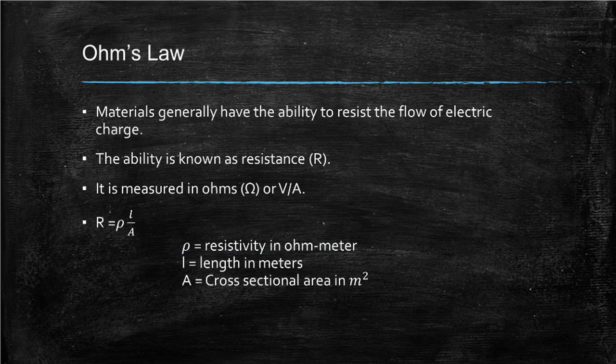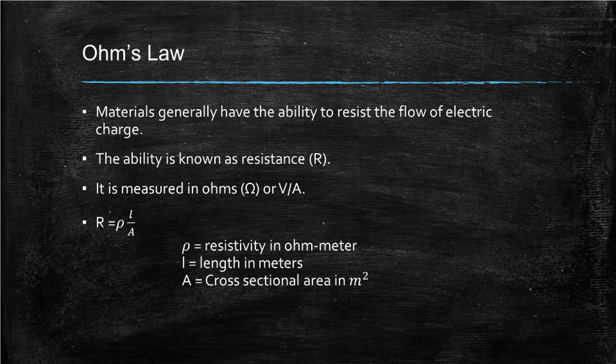Materials generally have the ability to resist the flow of electric charge. To be more specific, they can resist current to a degree. The ability is known as resistance. It is measured in ohms. To find the resistance of these materials, we make use of this formula, where ρ is resistivity measured in ohm meter, L is the length measured in meters, and A is the cross-sectional area measured in meters squared.